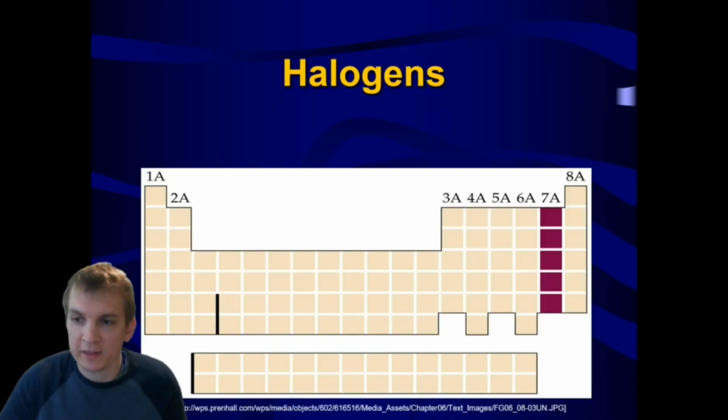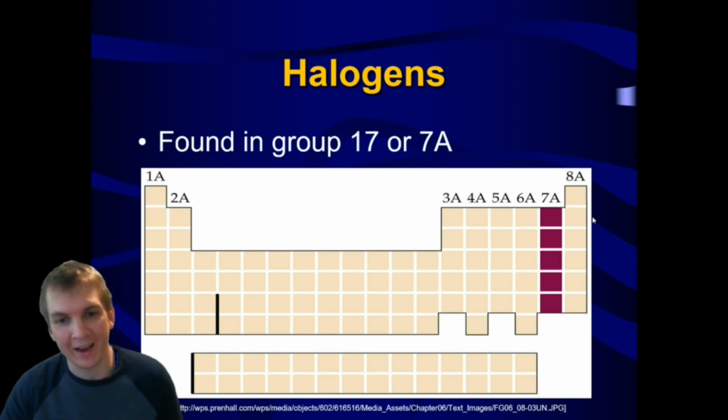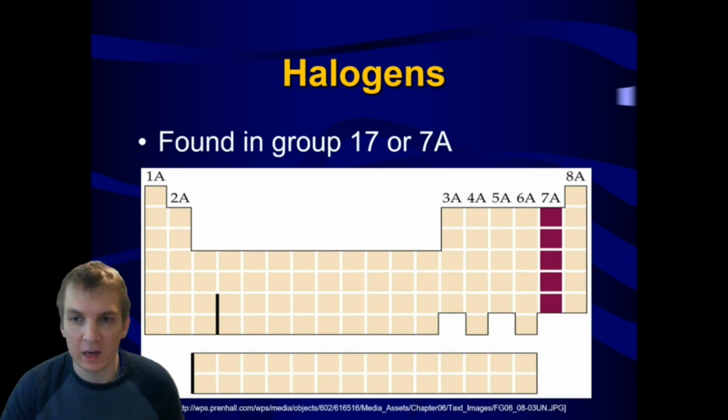Next up on the periodic table, group 7, or sometimes group 17, these are known as the halogens, okay? And unlike group 8, which doesn't react at all, group 7, the halogens, are some of the most reactive elements. So it's funny that it's right next to each other.